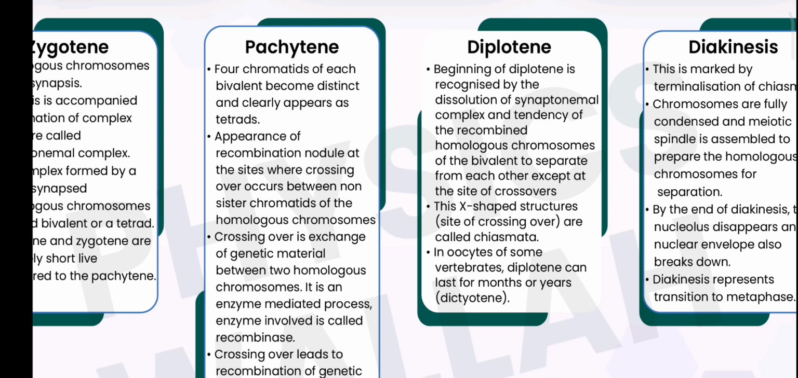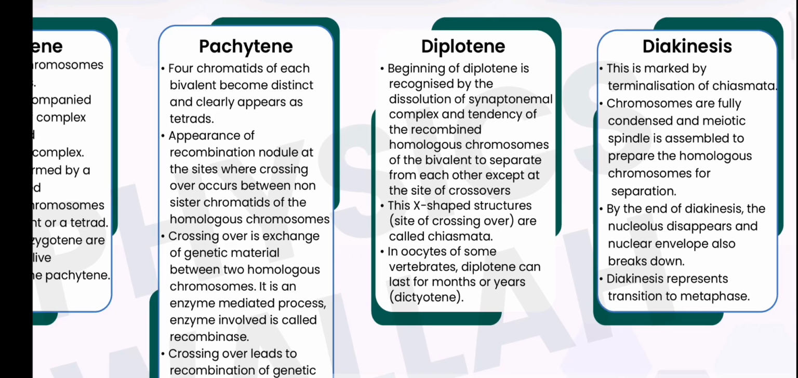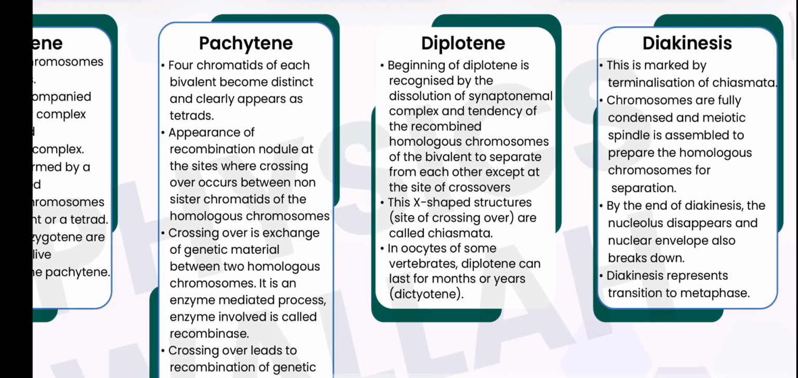Diakinesis. This is marked by terminalization of chiasmata. The chromosomes are fully condensed and the meiotic spindle is assembled to prepare for separation of the homologous chromosome pairs. By the end of diakinesis, the nucleolus disappears and the nuclear envelope breaks down. Diakinesis represents the transition to metaphase.